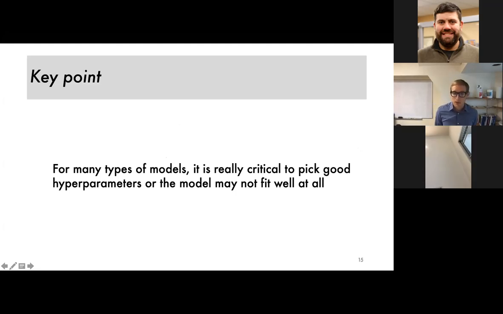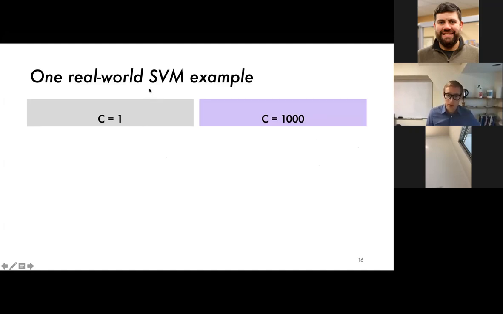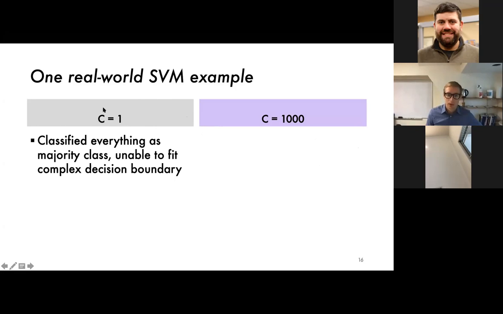But that brings up an important key point, which is that for many types of models, it is indeed really critical to pick good parameters, or the model may not fit well to your data at all. So for example, this is a real world example from an SVM model from an experiment that I did some years ago, with the complexity parameter set to one. So that makes a relatively simple model, depending on your data set. Actually, this is somewhat relative to your data set, but compared to a value 1,000 times larger, this makes a very simple model. And in this case, it was unable to fit any kind of meaningful decision boundary and simply classified everything as the majority class. So a bit of a failure.